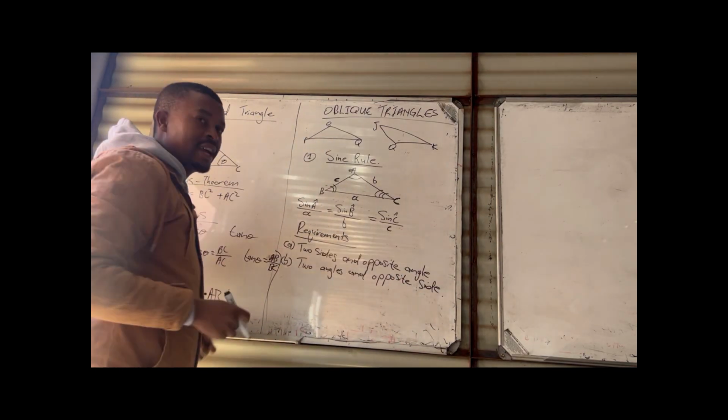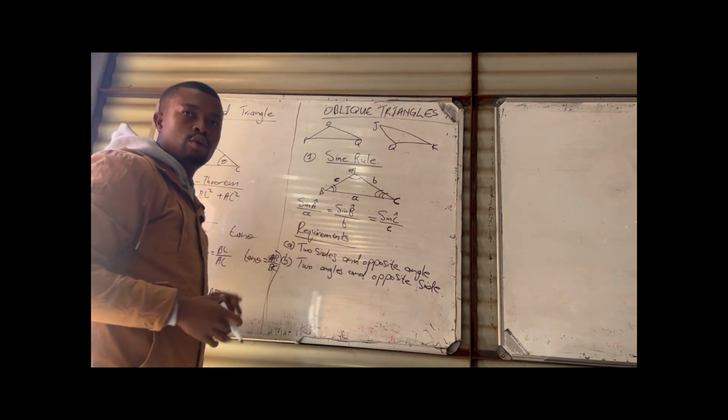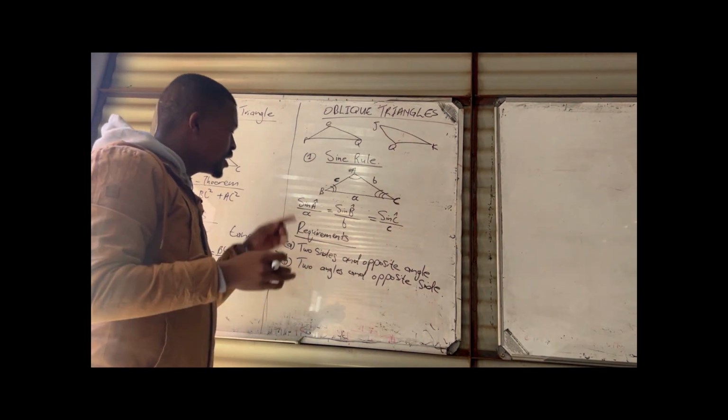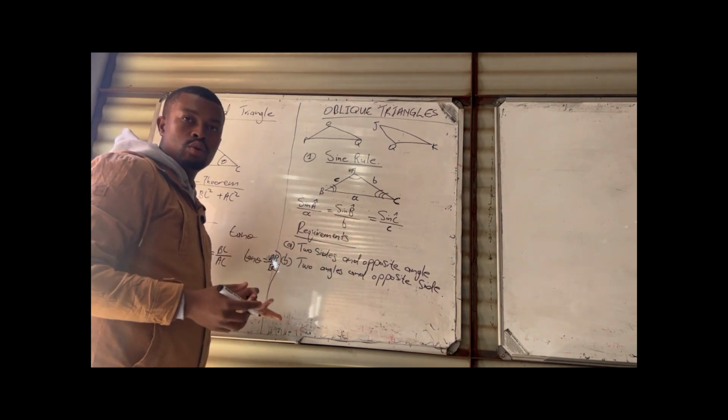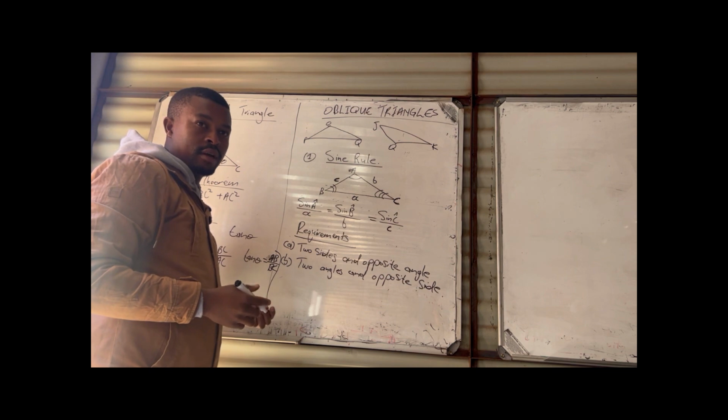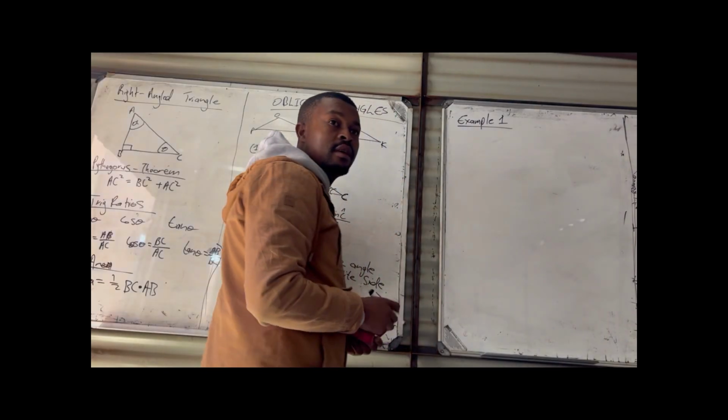Two sides and an opposite angle, or two angles and an opposite side. So you use our recipe, the sine rule. Right, good. Let's look at example 1.